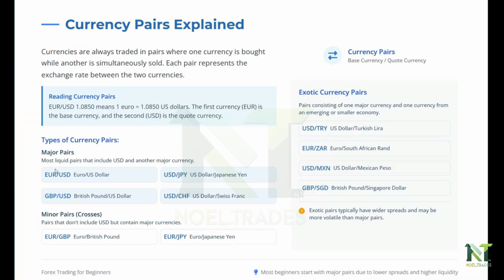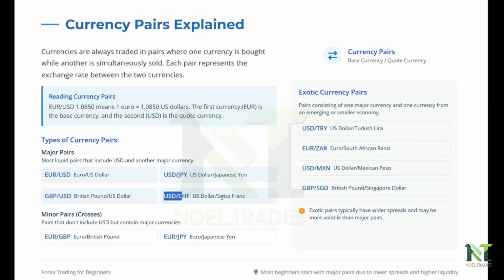If you say something is liquid, that means there is more volume, more money in that particular currency. So we have the EUR/USD, and the USD against the Japanese yen. We have the British pound against the US dollar, that's the GBP/USD. And we have the USD/CHF, or USD francs.